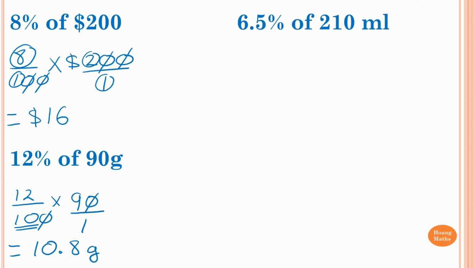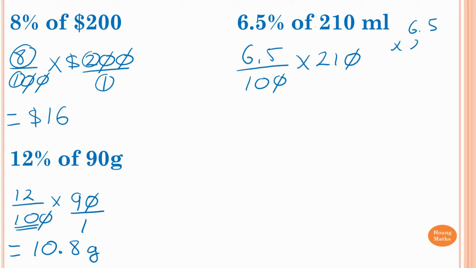There you go. 6.5% of 210 milliliters. So 6.5 over 100 times 210. So what we do is cancel this 0 with this 0 first. So 6.5 times 21 and then divide by 10. So I just write 6.5 times 21. Now when you times with a decimal, we just ignore the decimal point first. So 6.5, treat that as 65.